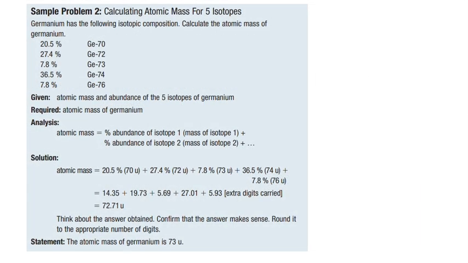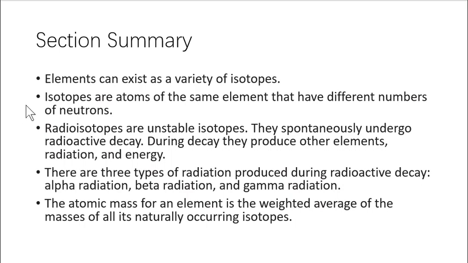And here's how the Nelson textbook solves the atomic mass for germanium. And yeah, it is the same as what I did. But keep in mind that you don't need to round the answer at the end. You just keep it at 72.71 for accuracy. And here's a summary for this section. You guys can pause the video and copy them down to your notes.